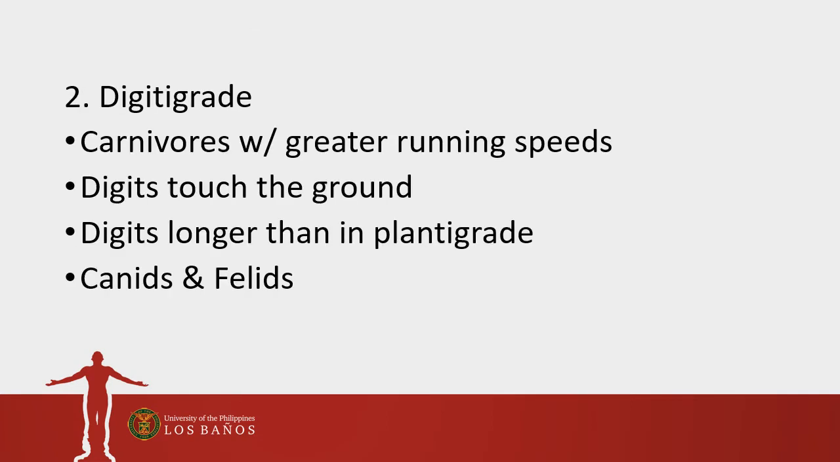Digitigrade feet are found in carnivores with greater running speeds. The digits are the ones that touch the ground, so they have long carpals and tarsals and thus longer limbs than in the plantigrade feet. These are usually found in canids and felids.